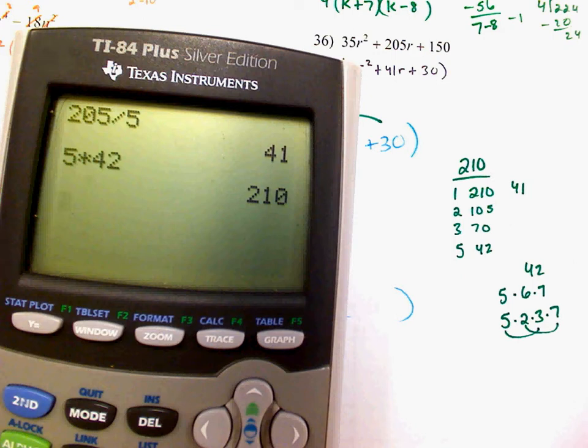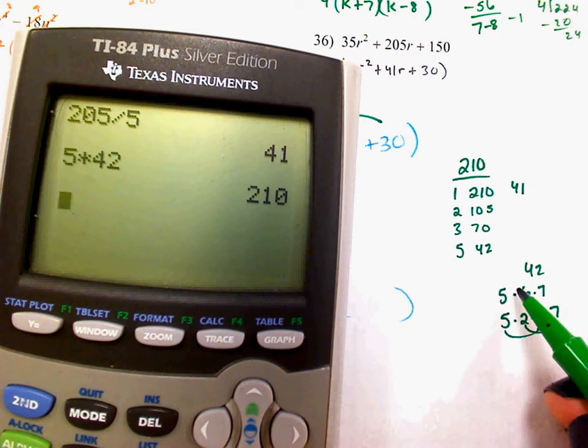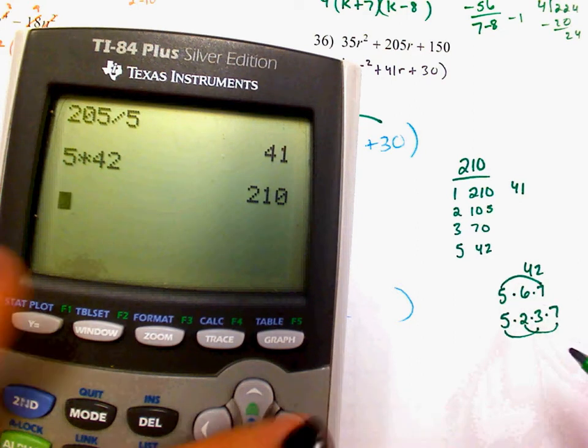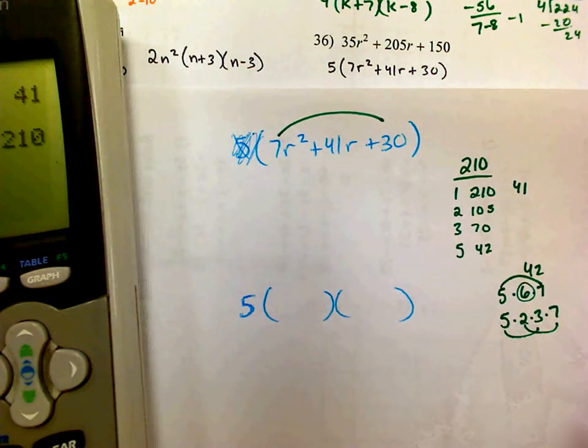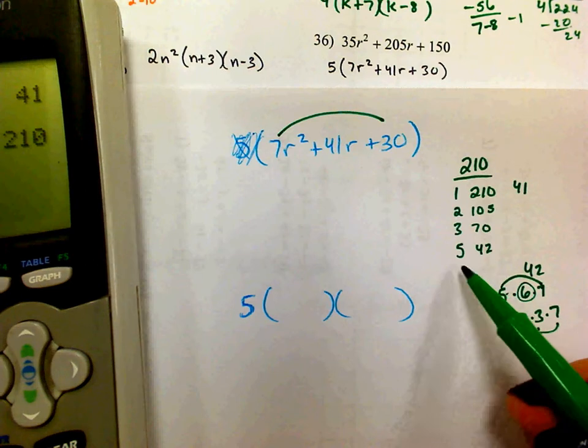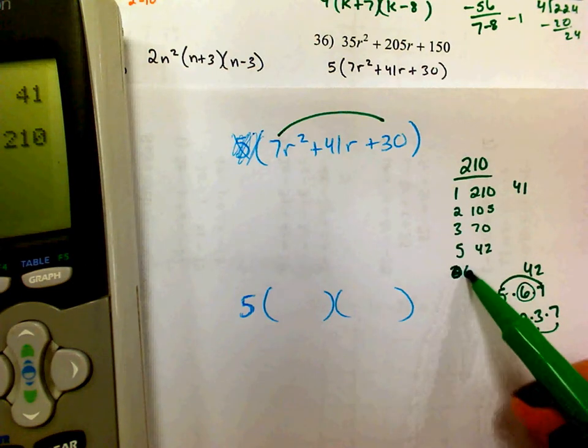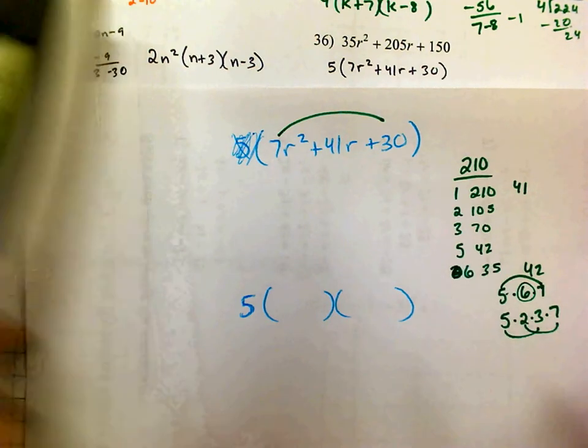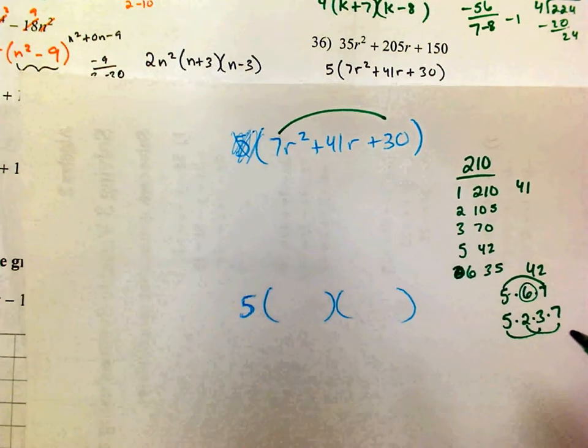What am I missing? Oh, geez. 35 and 6. 5 times 7. 6 and 35. 6 plus 35 is 41, and so there's my factors.